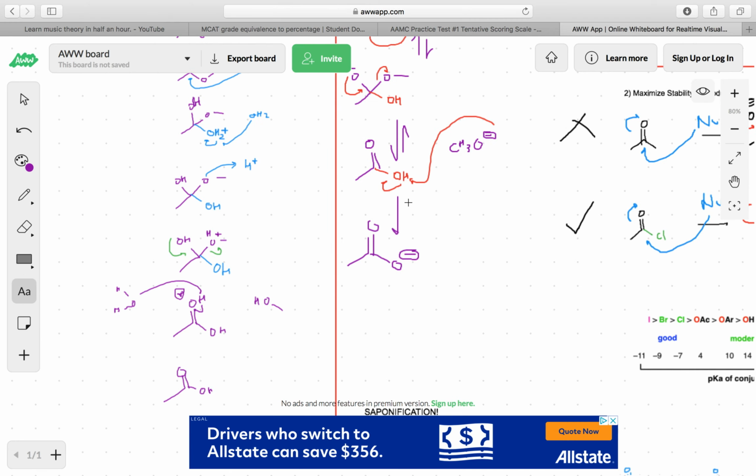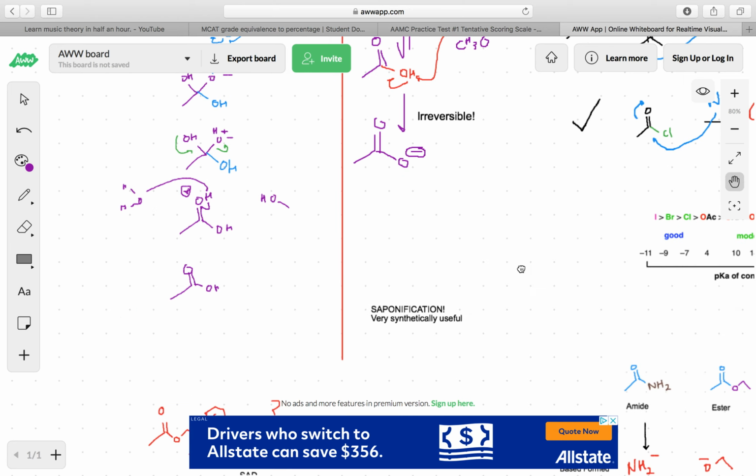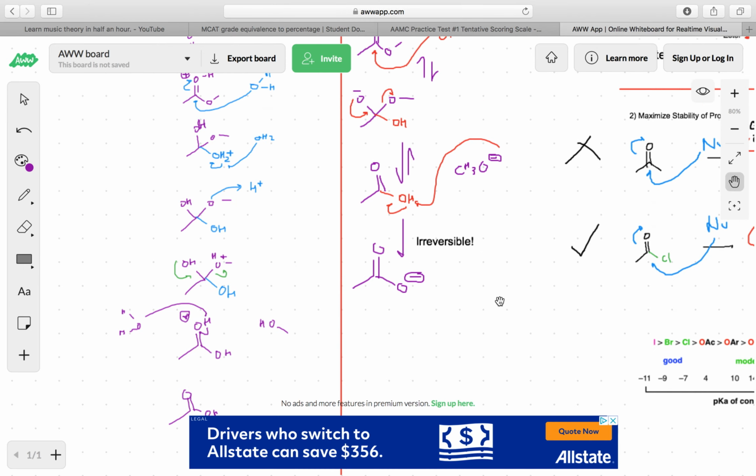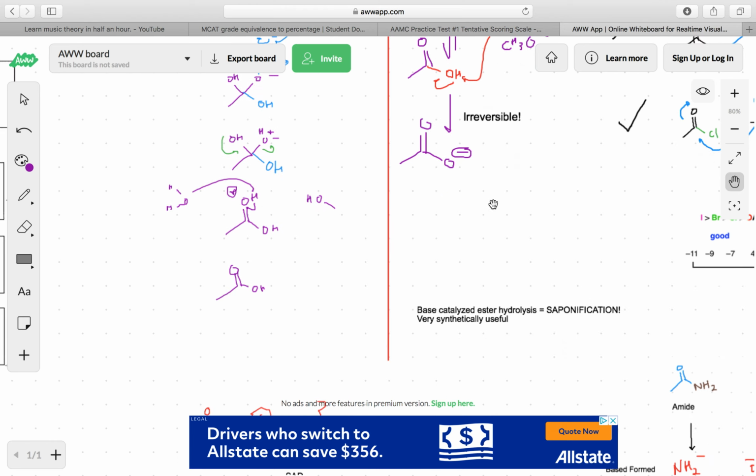So this step is irreversible. The base catalyzed is irreversible, not the acid catalyzed. So another name for base catalyzed ester hydrolysis is saponification. Base catalyzed ester hydrolysis is also known as saponification. And it's a pretty cool name. I guess it's better than saying the base catalyzed ester hydrolysis. But it's also pretty synthetically useful, and it's good at getting rid of ester groups.